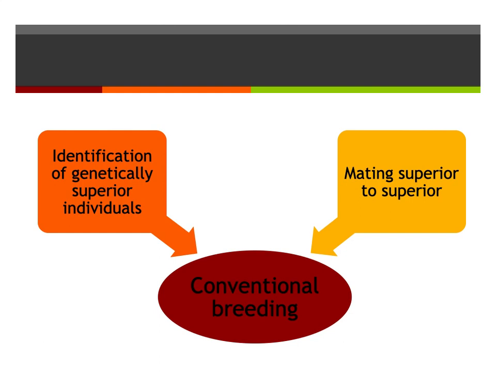In conventional breeding, we tend to identify the genetically superior individuals and then mate superior to superior in order for us to produce an animal that we want.